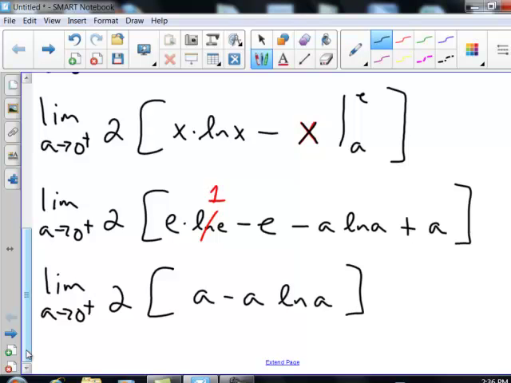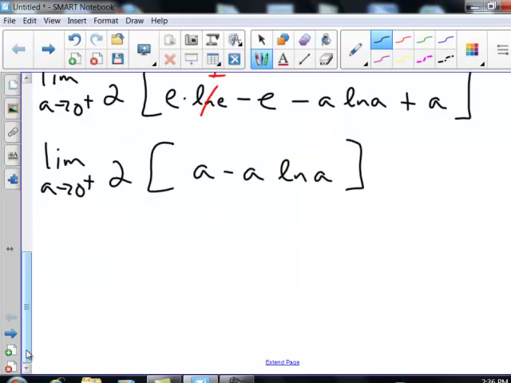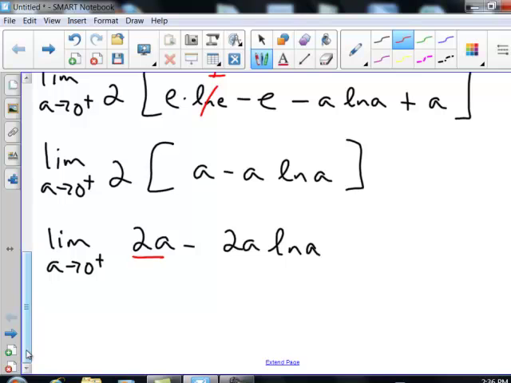Alright, so now I have to work on these two pieces as far as trying to take their limits. So this is the limit as a approaches 0 from the right, and we'll put the 2 in there, of 2a minus 2a times the natural log of a. So this first piece is no problem. I can just plug in 0 right here and plug in 0 right there, and that turns into 0.